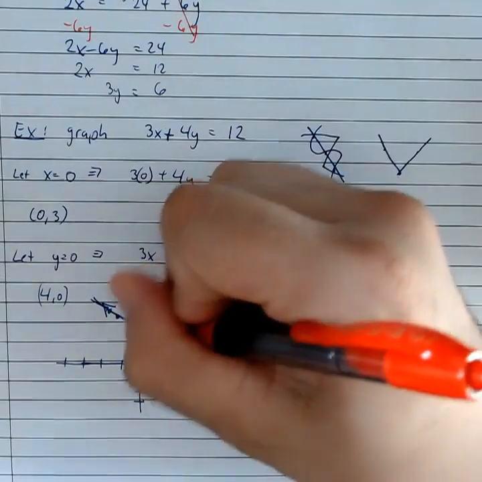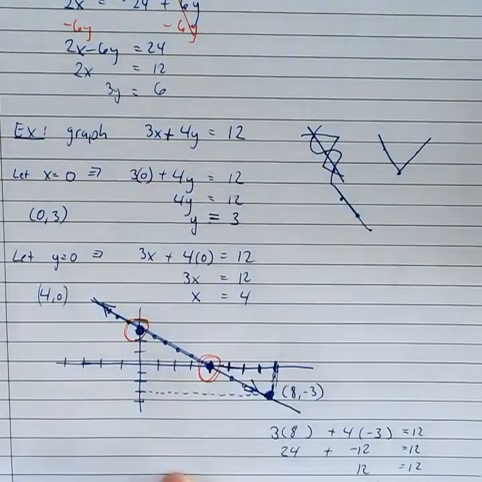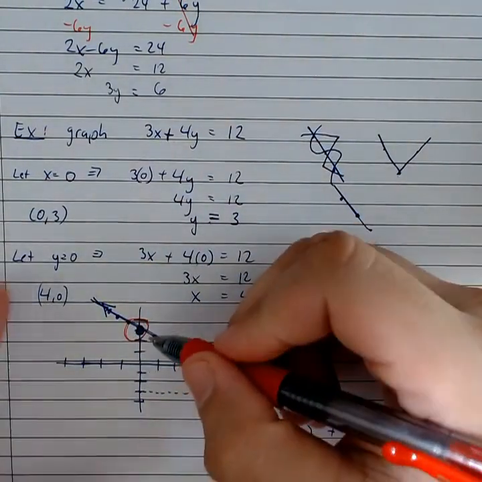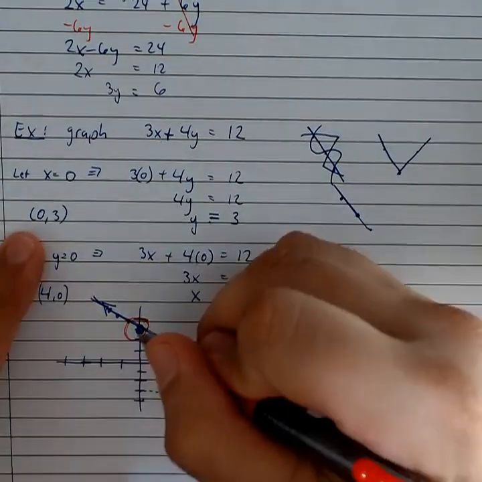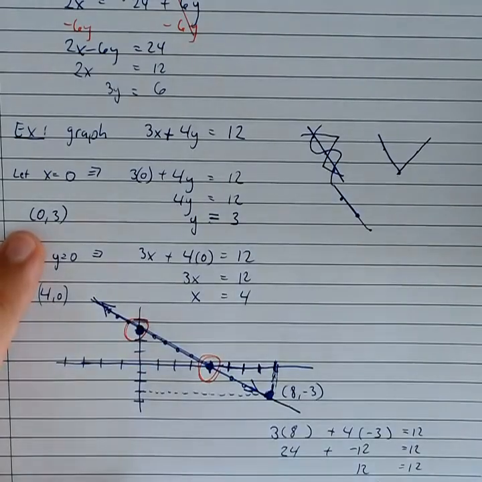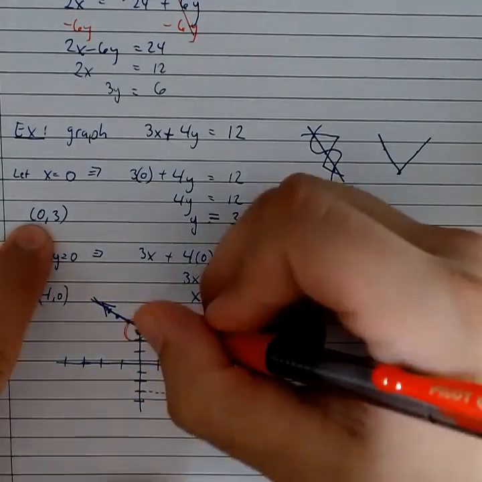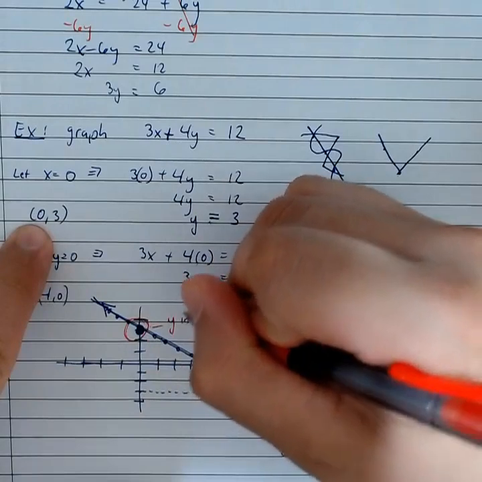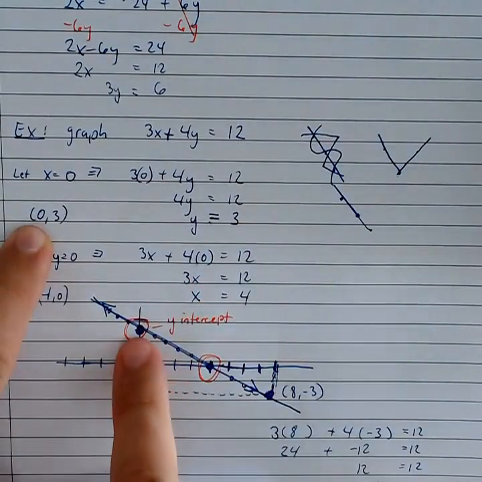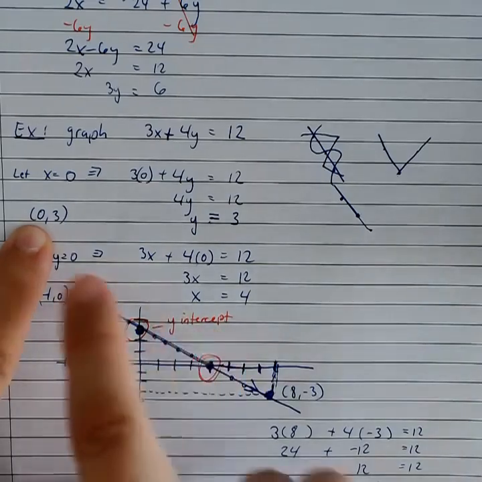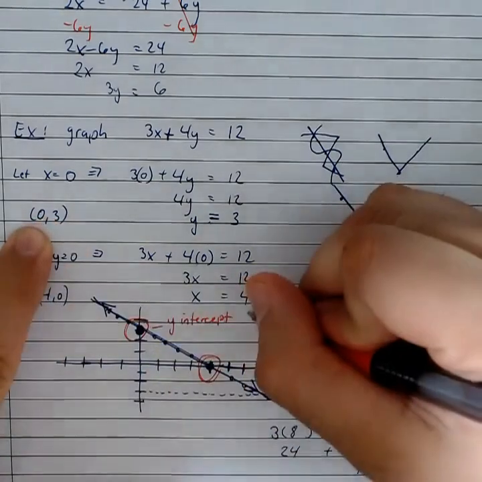Because of that, these points right here have a name. Whenever you plug in x equals 0, that gives you a point on the y-axis every time. This is called the y-intercept. The y-intercept is where the graph crosses the y-axis. And the way you find the y-intercept is by setting x equal to 0.